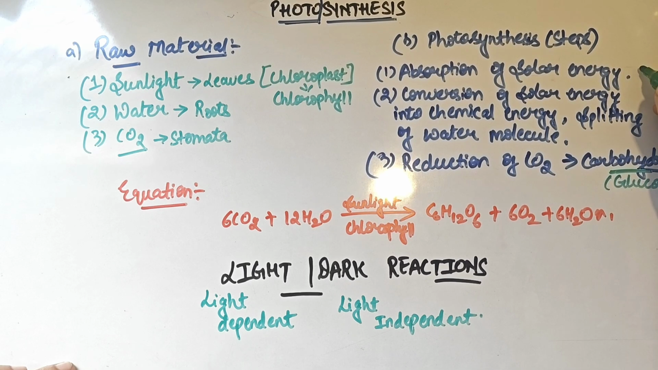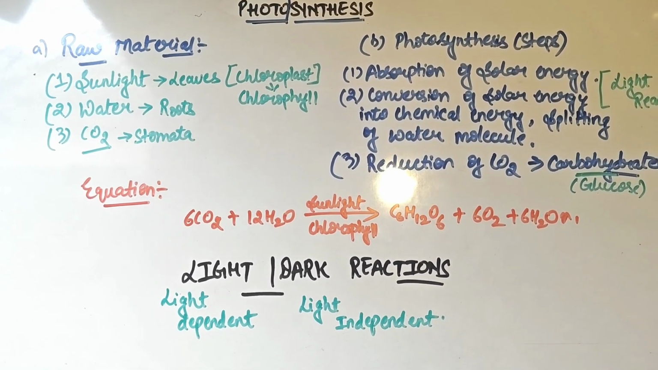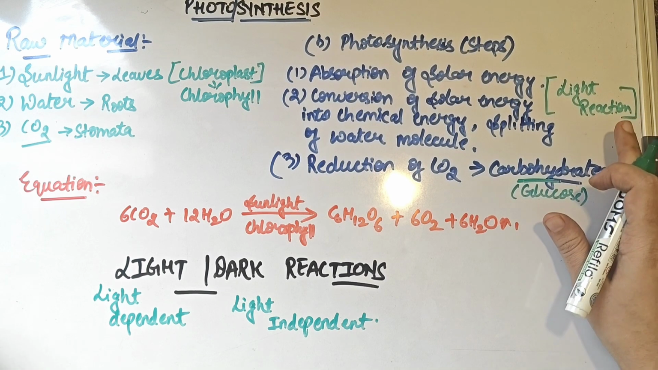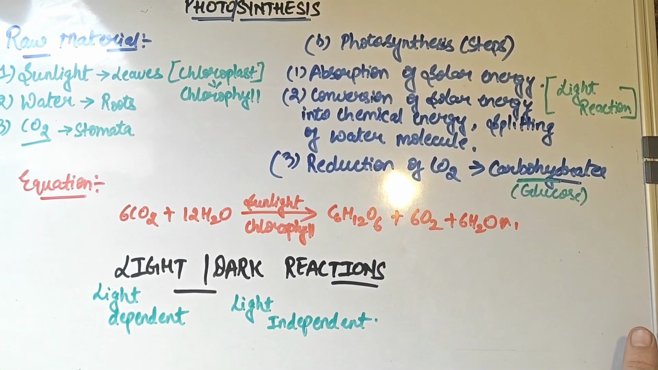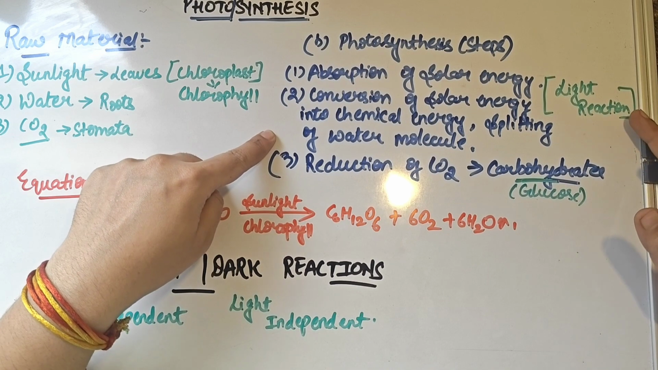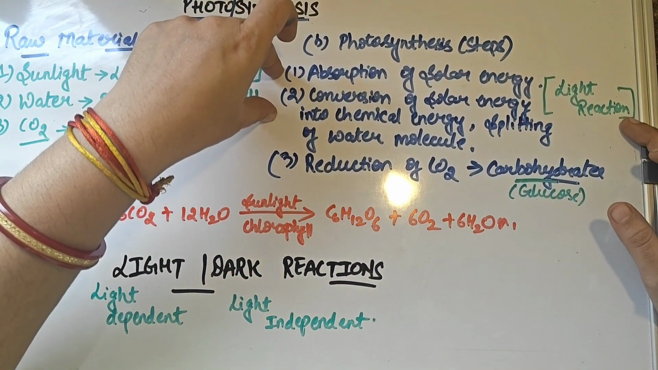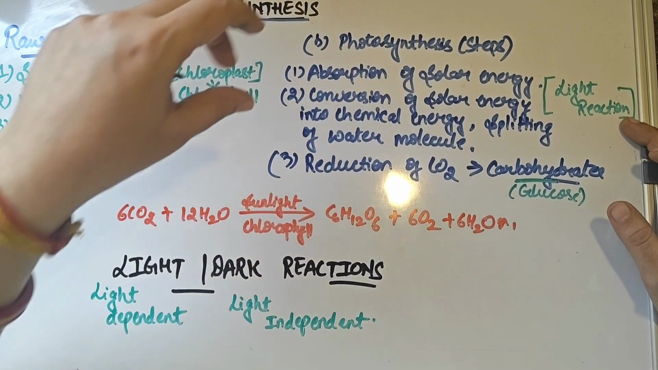So these two steps that we have spoken about are actually part of light reaction. What are the two steps? The absorption of light energy and the conversion of this solar energy into chemical energy, and splitting of water molecule. These two steps are actually the part of light reaction. So if we talk about light reaction, these are the two steps that we are talking about.